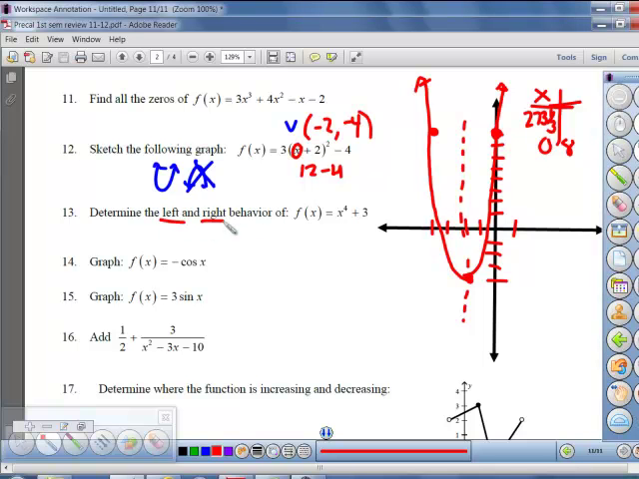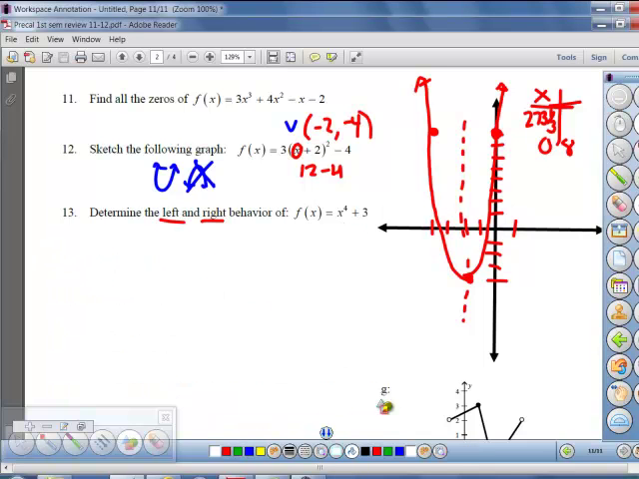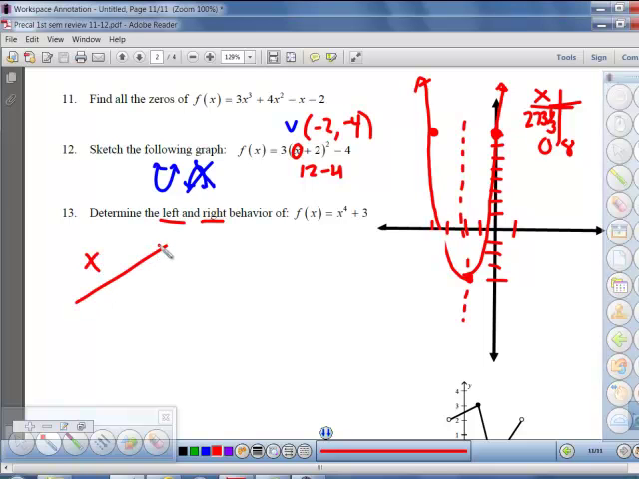Okay, left and right behavior. So here, this is the recapper one where you guys have to remember that if you had x, it's going to be a line like this. Okay, if you had negative x, what is it going to look like? A line, but it's going to be going down, right? Okay, now what happens if you have x squared? It's a parabola. Okay, what is a negative x squared? That's an upside down parabola.